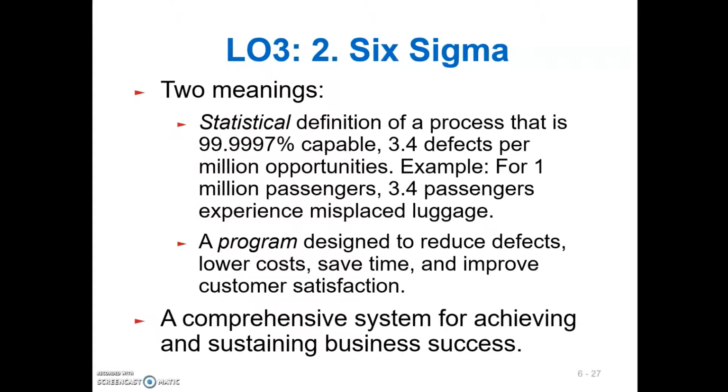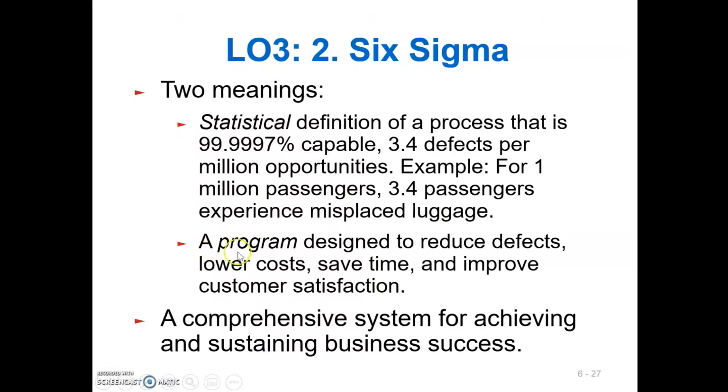The next term is Six Sigma. It has two meanings. One is regarding the statistical definition of a process that is 99.9997% capable. So it portrays 3.4 defects per million opportunities. For example, here we have 1 million passengers. There would be 3.4 passengers that will experience misplaced luggage.